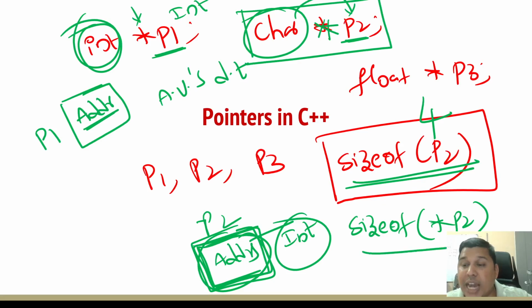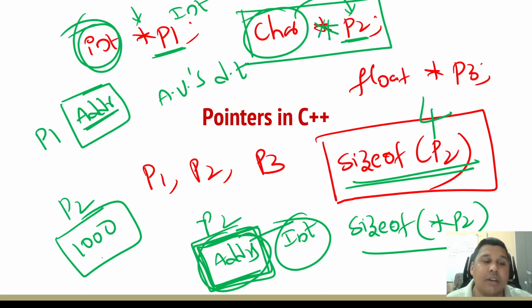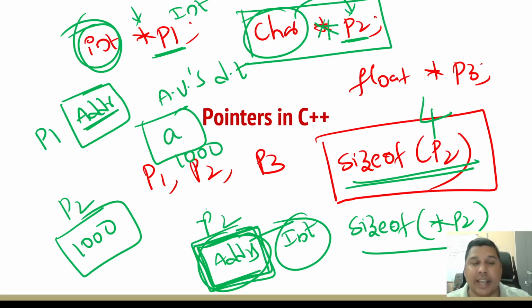Now what is sizeof star p2? P2 contains the address of a character variable. So where is this location 1000? Somewhere here there is location 1000. What does it contain? It contains the small character a. So what is sizeof star p2? That is 1, whereas sizeof p2 is 4.